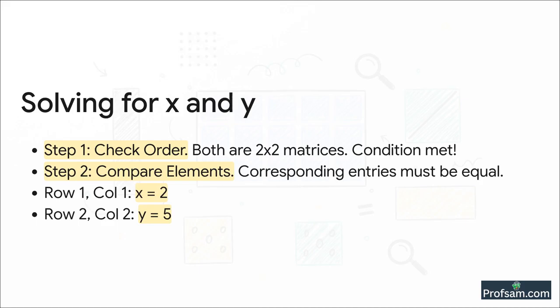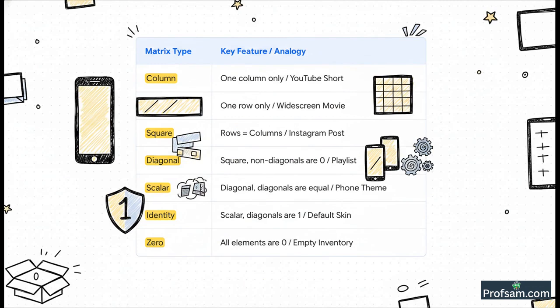It's that easy. So, let's do a super quick recap of our entire character roster. We had the column matrix, tall like a YouTube short. The row matrix, wide like a movie. The square matrix, balanced like an Instagram post. Then came the VIPs. The diagonal matrix, our playlist. The scalar matrix, our phone theme. And the identity matrix, the game's default skin. And of course, the zero matrix, our empty inventory. You should definitely take a screenshot of this slide for quick revision.